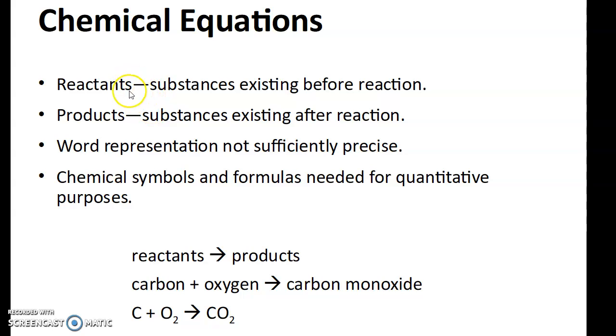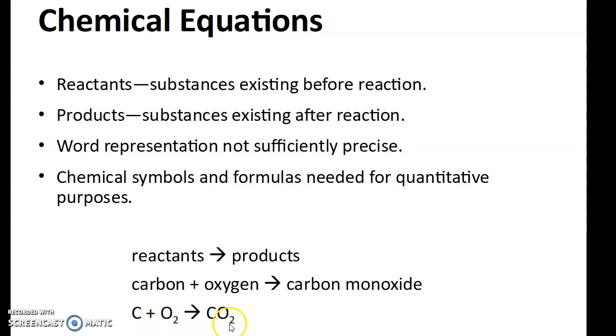So, again, just to reiterate, reactants are the substances before the reaction, products afterwards. Word representations are not sufficiently precise. Chemical symbols and formulas are needed for quantitative purposes. And so you have C plus O2 forming CO2, carbon plus oxygen forming carbon dioxide, right? You could also react carbon with oxygen to form CO, carbon monoxide, right? That usually happens when you don't have a whole lot of oxygen present.